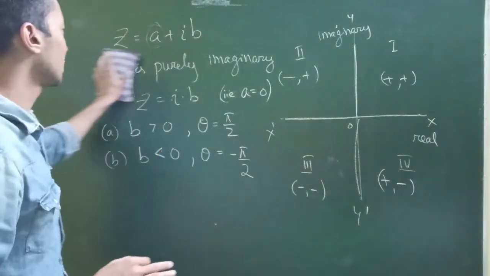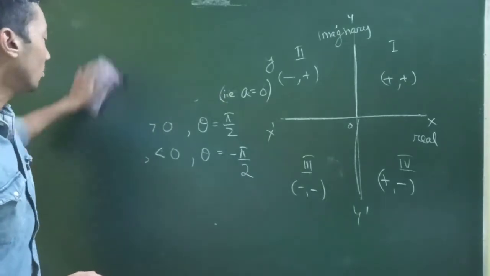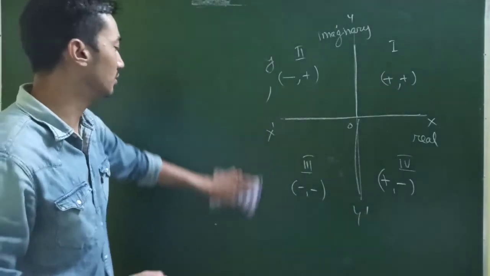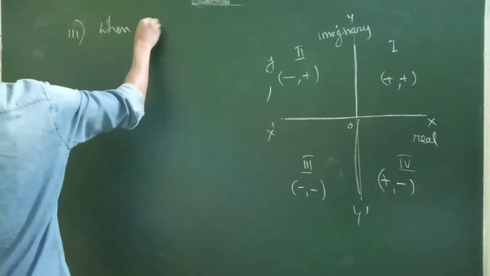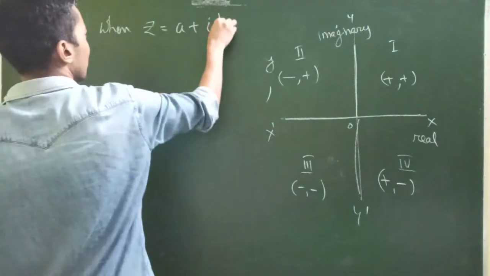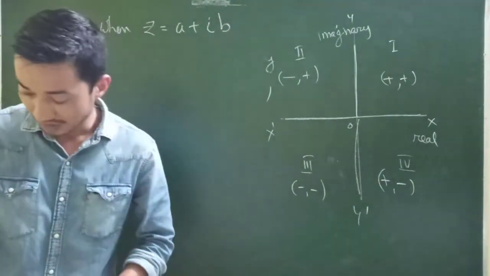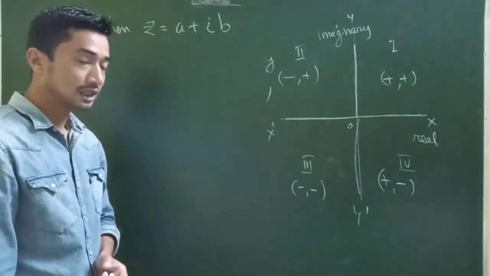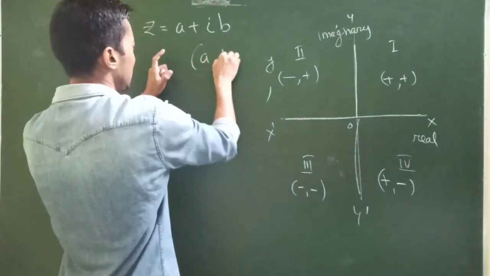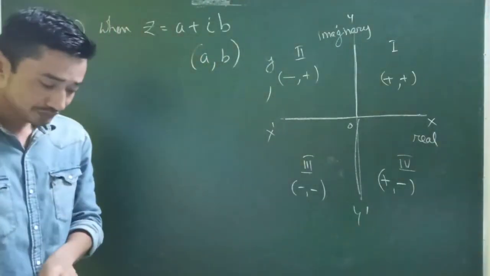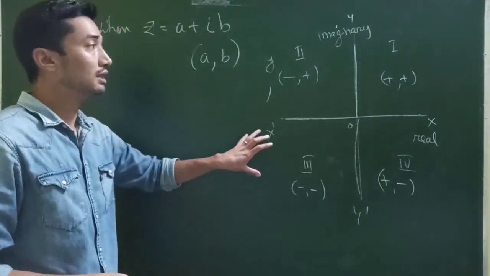Now, the last working rule, written down, no? Okay, now the last working rule, that is, when it is neither purely real nor purely imaginary, just a normal complex number, a plus ib. In that case, what we will do is we will find out in which quadrant the coordinates a and b of the Argand plane lie.